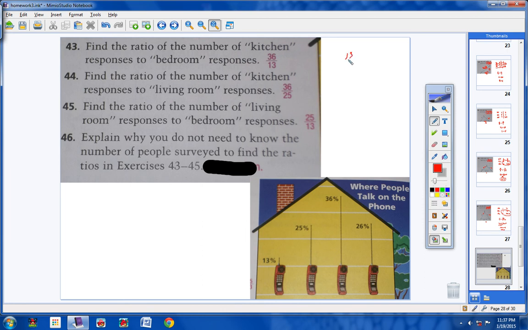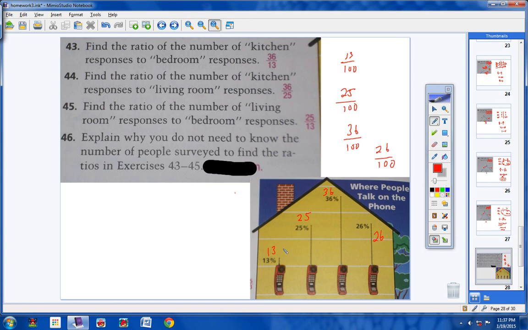So 13% is 13 out of what? 100. 25% is 25 out of what? 100. 36% is 36 out of 100. And 26% is 26 over 100. Okay? So, to be honest with you, when I had percentages here, I was really dealing with parts of 100. In other words, 13% meant 13 out of 100, and 25% meant 25 out of 100, and 36% meant 36 out of 100, and 26% meant 26 out of 100.